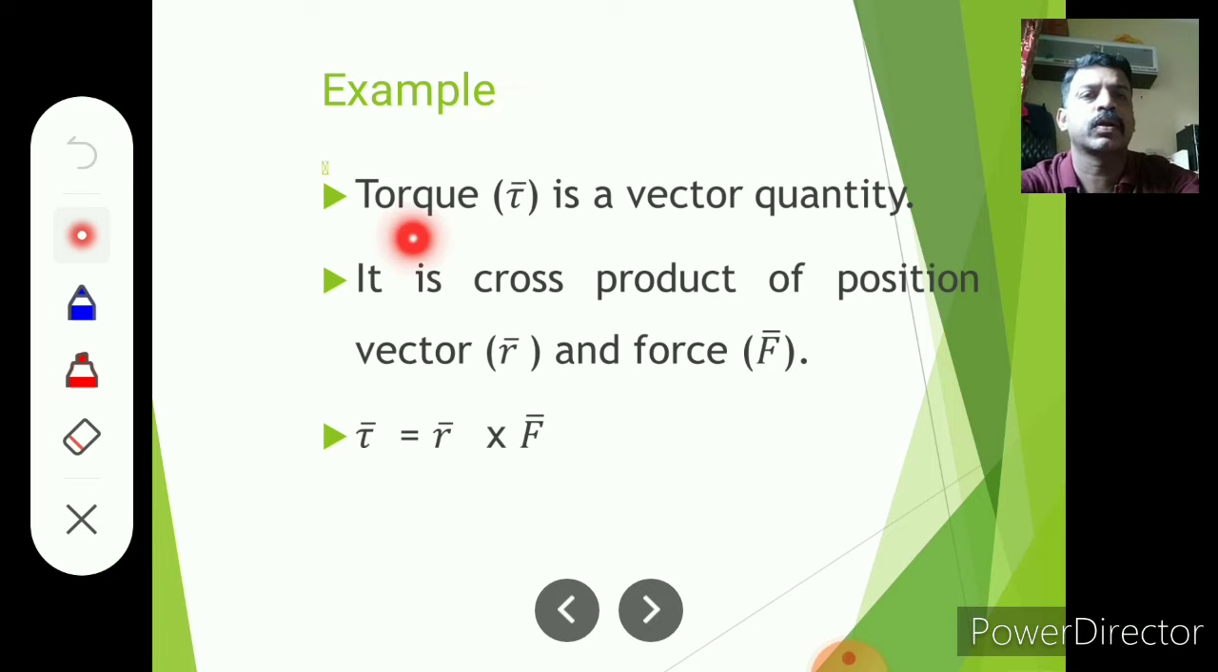Example, torque. Tau is a vector quantity. It is the cross product of position vector r and force F. Therefore, tau is equal to r cross F.